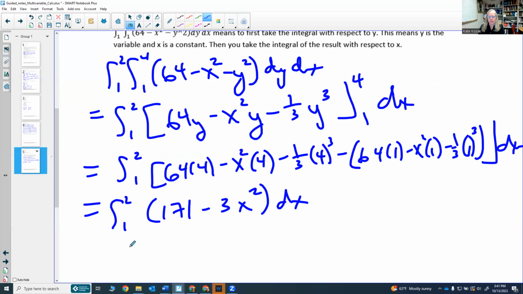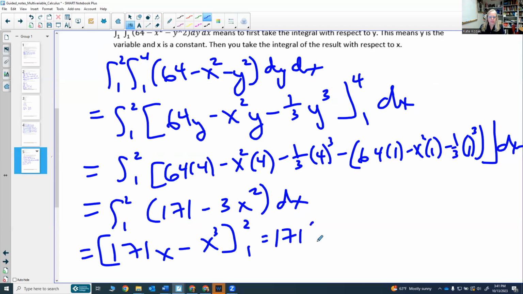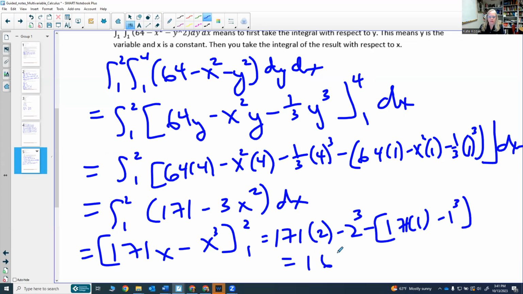Now this looks just like what we've done before. Take the integral of this. This is 171x minus x cubed. And you're going to evaluate that from 1 to 2. So that's going to be 171 times 2 minus 2 cubed, minus 171 times 1 minus 1 cubed. And that's equal to 164.